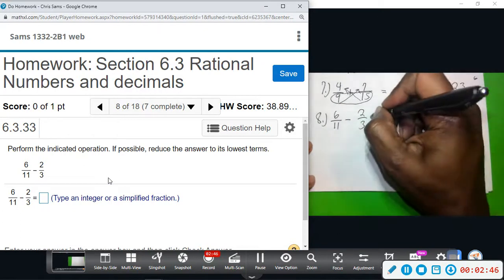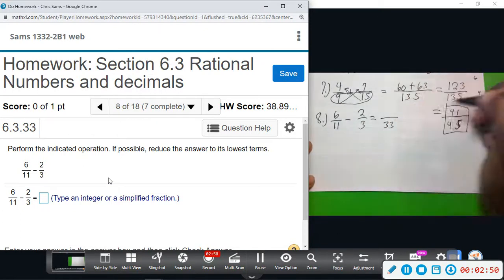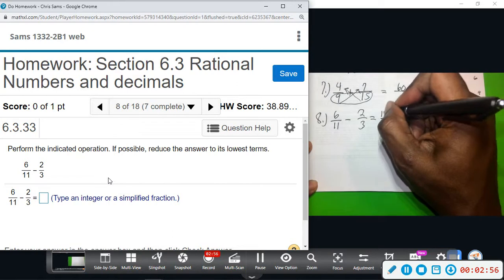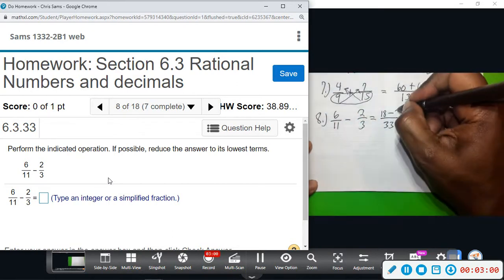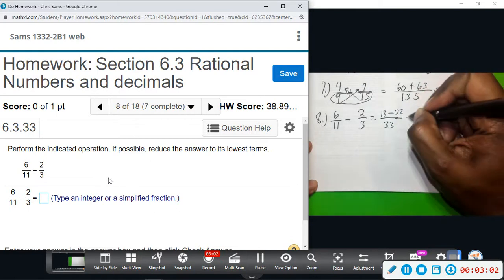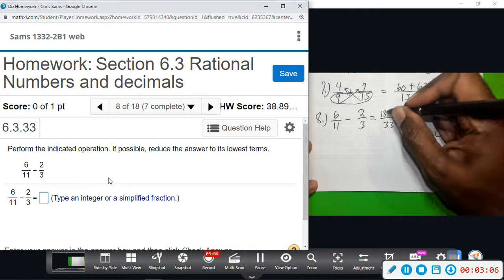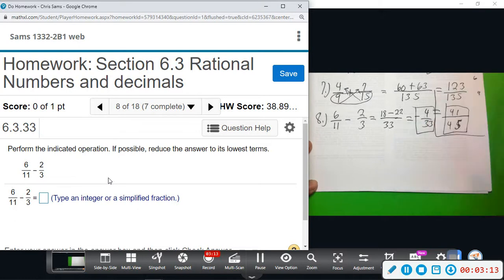Multiply the bottoms. So that will give us 33. Let me cut this off. And then 3 times 6 will give us 18. And then the minus, and 11 times 2 will give us 22. And then when we simplify, we get negative 4 over 33, because 18 minus 22 is negative 4. And this time that will not reduce. So negative 4 divided by 33.